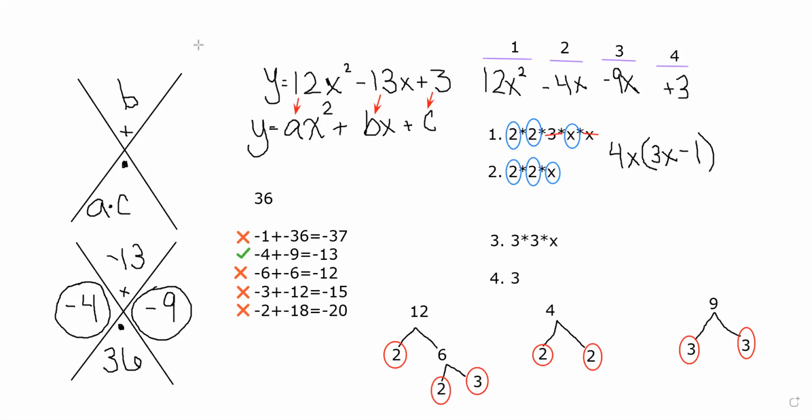All right. Down here in the second 2, they both have a 3. And the third one has a second 3, but the fourth one doesn't. And the third one has an x, but the fourth one doesn't. So what they both have is 3. And this is 3x, and this is a plus, so plus 1.